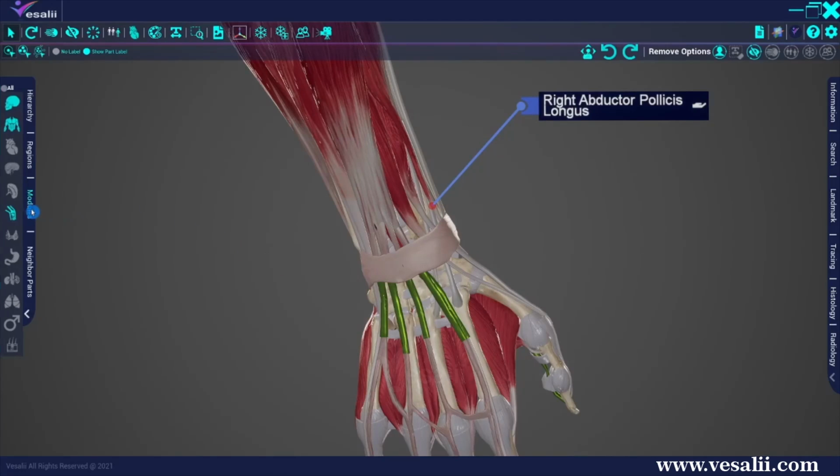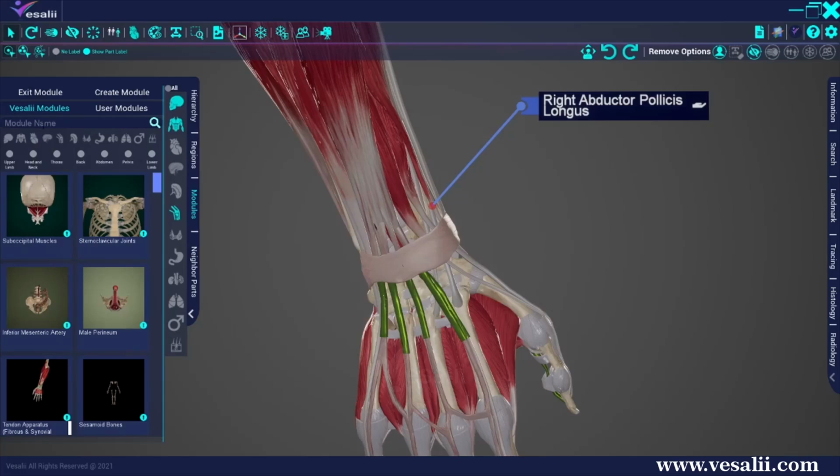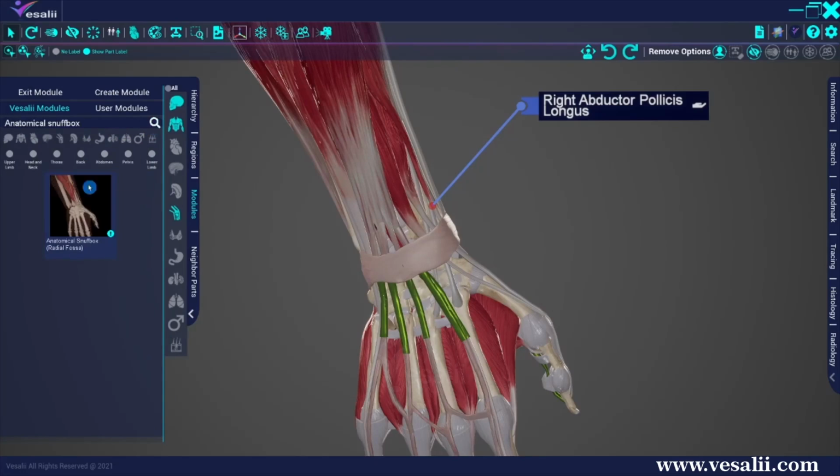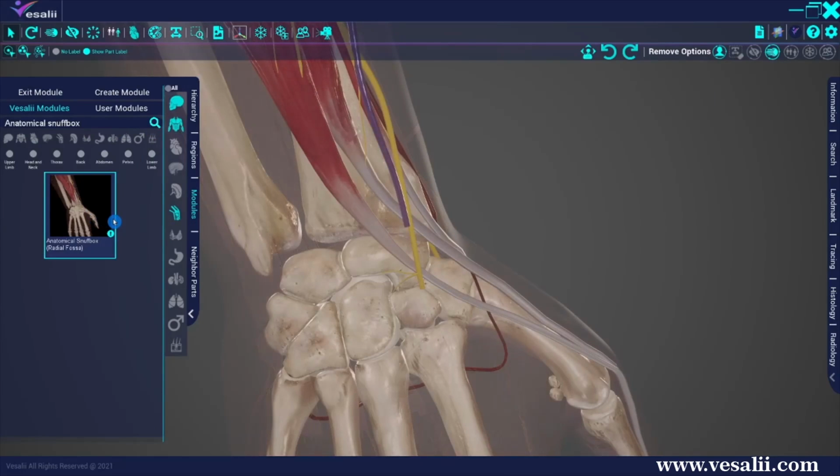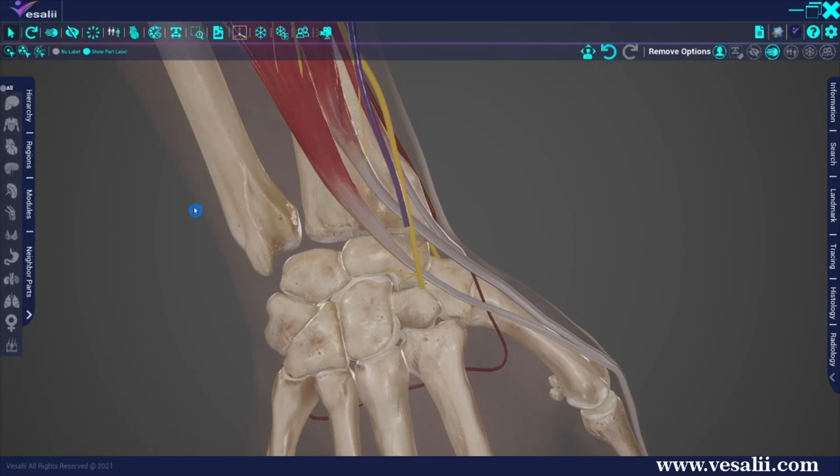Finally, let us talk about the anatomical snuff box. I'll select its module to illustrate its borders and contents. The anatomical snuff box is also called the radial fossa. It is an important triangular depression that lies on the lateral aspect of the dorsum of the hand, distal to the styloid process of the radius.